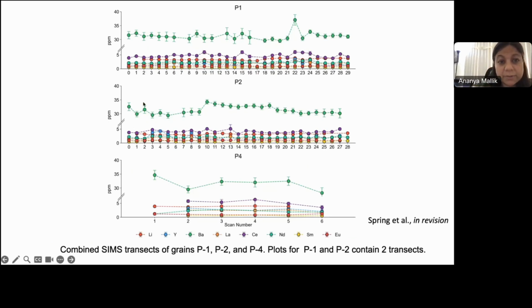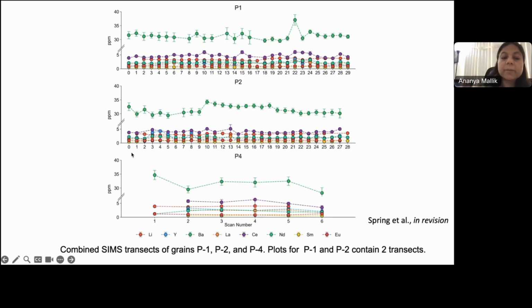So basically, these are 3 different grains here, the top one, the middle one, and the bottom one. And then they show edge-to-edge transects over here. And each of these colored symbols represents a certain trace element that was measured by SIMS. So qualitatively, what we can see right now is that these grains are pretty homogeneous.